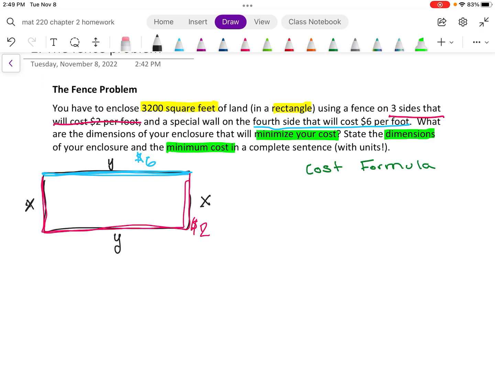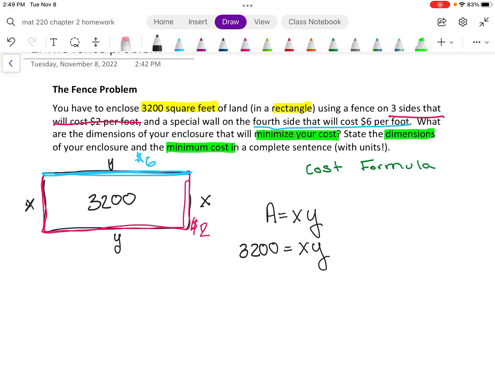And then I'm also given an area of 3,200 square feet, pardon me. So I have an area. So I do know the area of this rectangle could be found by taking the length of X and timesing it by Y. And I also know that area needs to be 3,200 square feet. So I have this equation, and I'm going to leave that alone for now. Now I want to go and think about the cost formula.